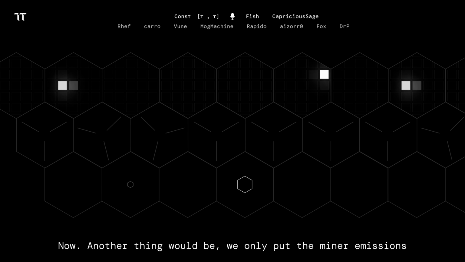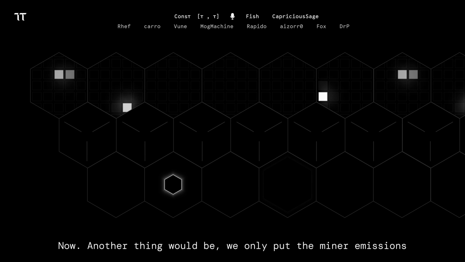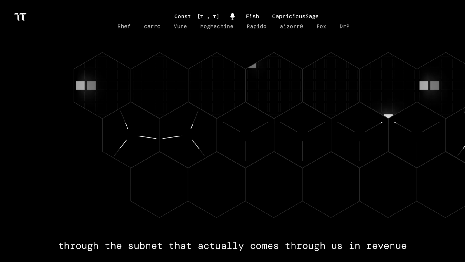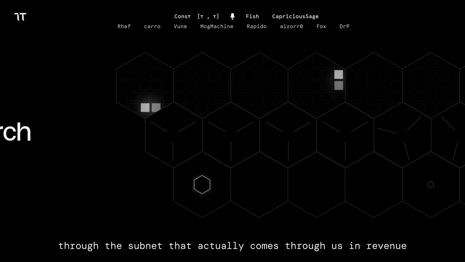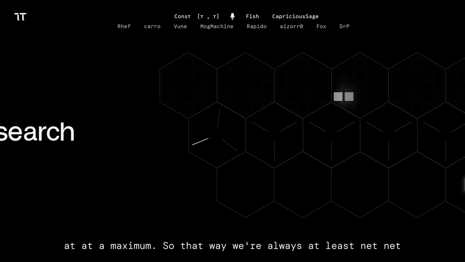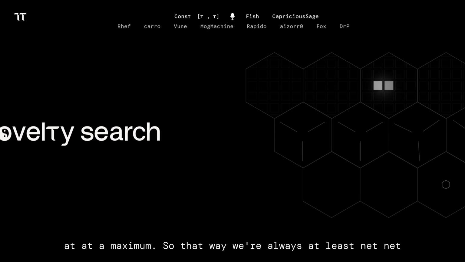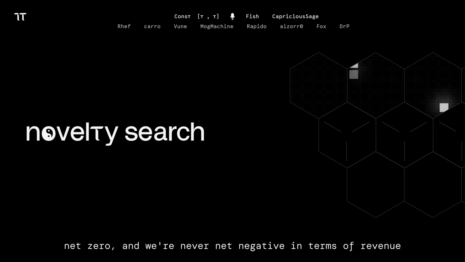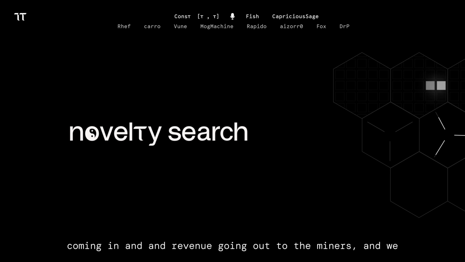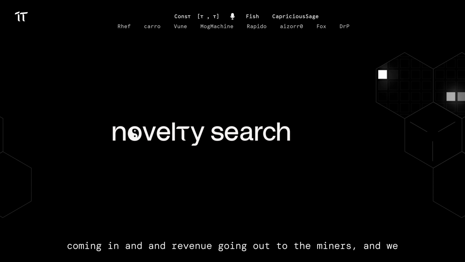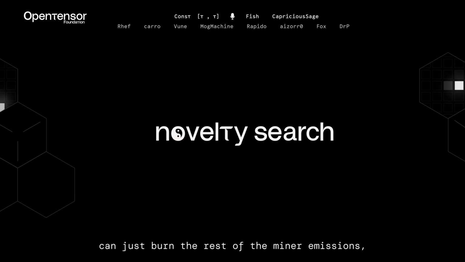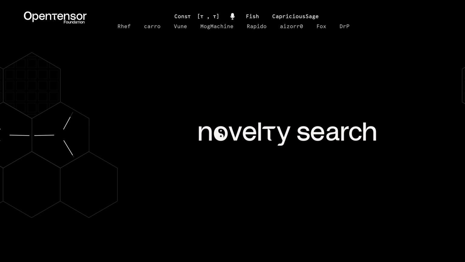Another thing would be we only put the miner emissions through the subnet that actually comes through us in revenue, at a maximum. So that way we're always at least net zero, and we're never net negative in terms of revenue coming in and revenue going out to the miners. And we can just burn the rest of the miner emissions.